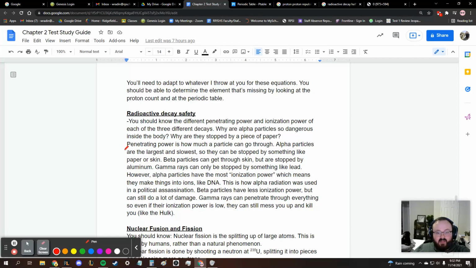Radioactive decay safety. You should know the whole penetrating power and the ionization power. What is this? Why are alpha particles so dangerous inside the body, yet why are they also stopped by a piece of paper? So just quickly, penetrating power: how much the particle can go through.